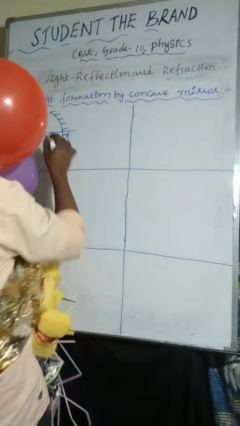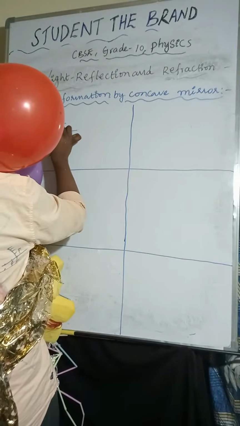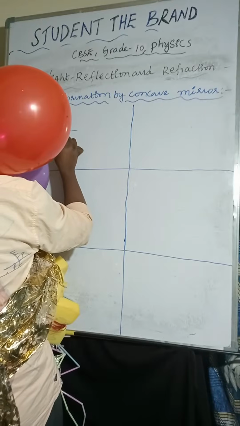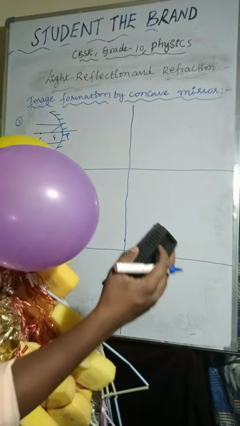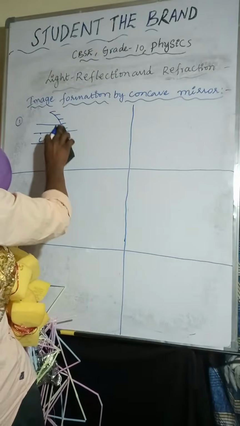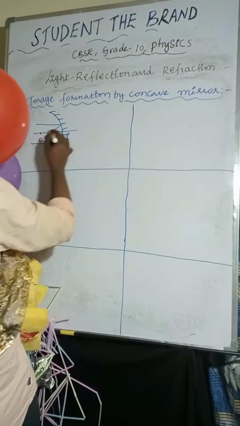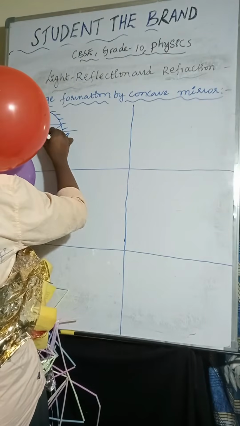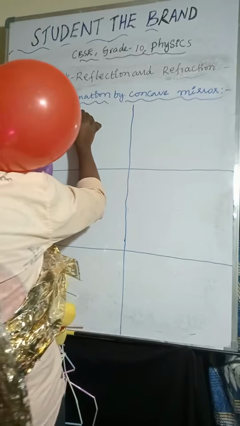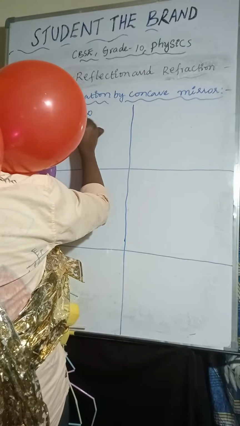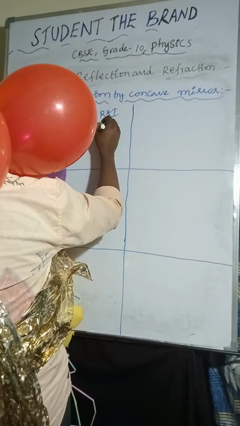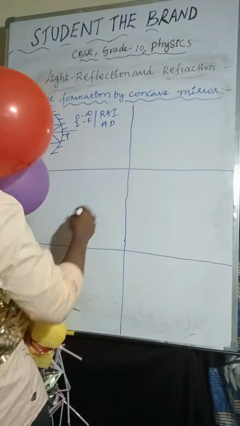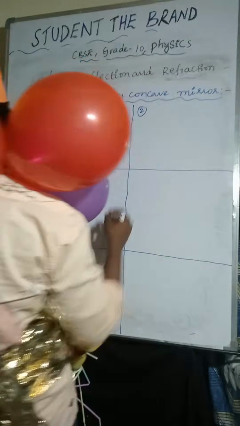Object is at infinity. So light rays are coming from infinity, after reflection. Object is at infinity, image is forming at focus. Nature of the image is real and inverted. Size of the image is highly diminished. Coming to second one.